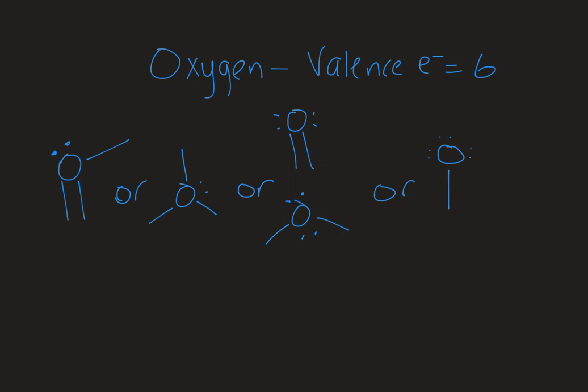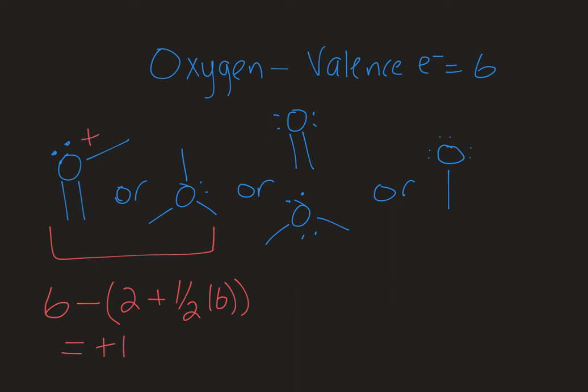Next up is oxygen. Oxygen has a valence of 6. You can see on the left-hand side, I have 2 iterations of oxygen with 3 bonds and 1 lone pair of electrons. That could be a double bond plus a single bond, or it could be 3 single bonds. The valence is 6. The number of non-bonding electrons is 2 in either case, plus 1/2 of 6, because there are 3 bonds total, and so that is going to give me plus 1. So oxygen, when it has 3 bonds and 1 lone pair of electrons, is going to be positively charged.